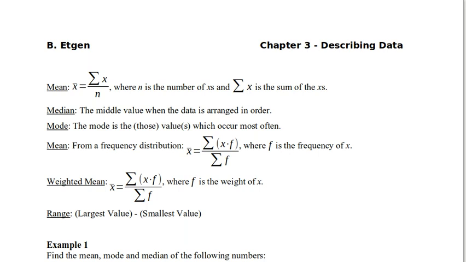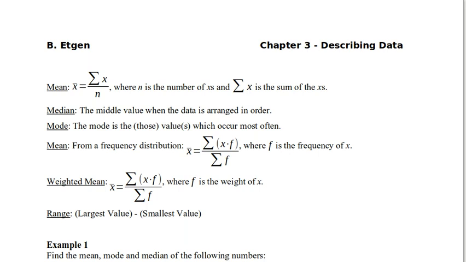Okay, let's take a look at our handout for Chapter 3, Describing Data. We start with a quick review of the formulas that we've been using. The mean is simply the sum of the x's, that's sigma x over n, where n is the number of x's and sigma x is the sum of the x's. The median is the middle value when the data is arranged in order. The mode is the value which occurs most often, or those values which occur most often.